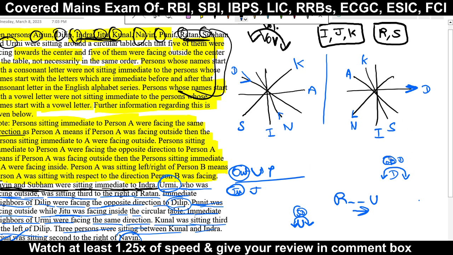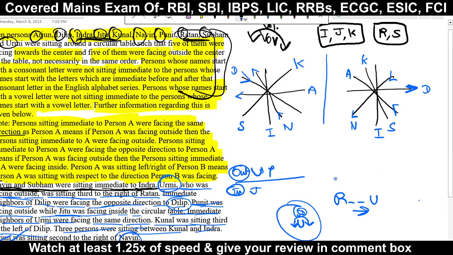Done. Now one more condition that was given to us: the immediate neighbors of D should be in the opposite direction of D. So if this is looking outside, then these two will be inside, and similarly if this is looking inside, then this will be outside. Okay, so done.